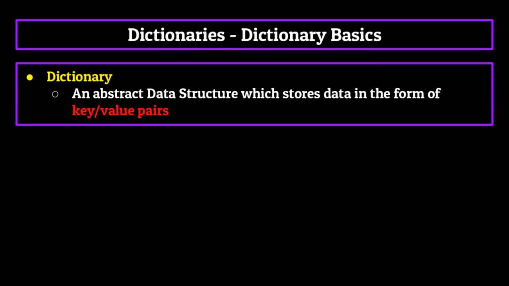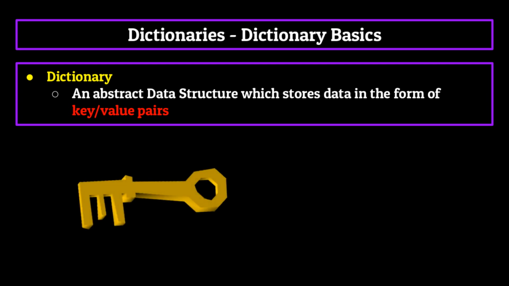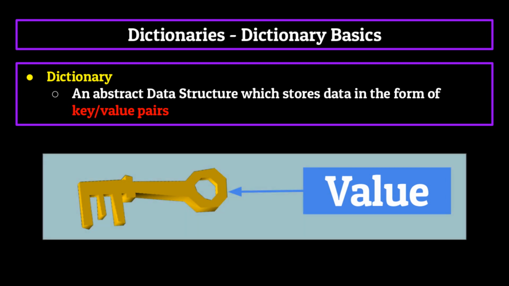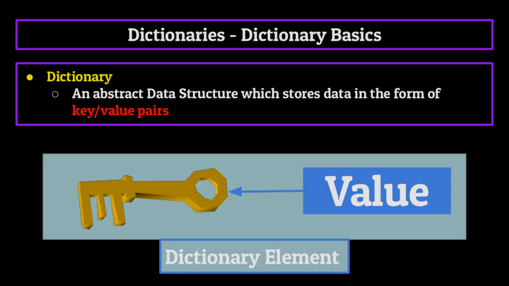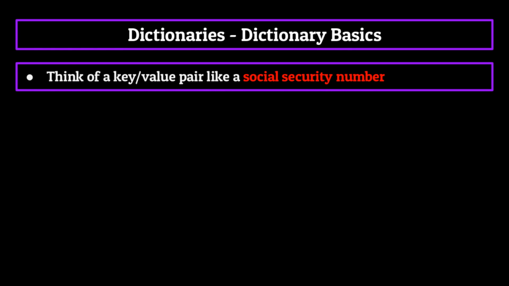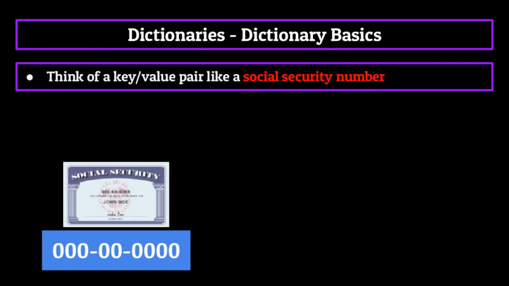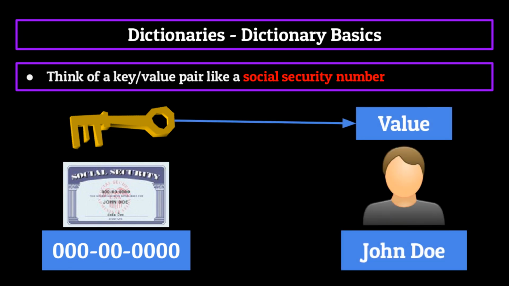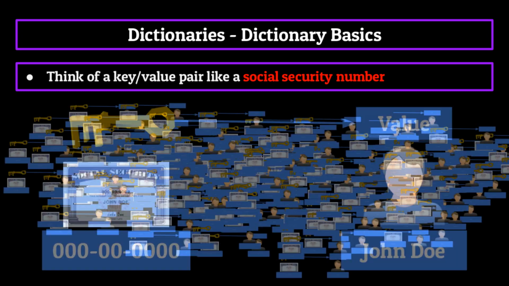Now, a dictionary in computer science, by definition, is an abstract data structure which stores data in the form of key-value pairs. This means we have two main parts to each dictionary element, the key and the value. Each value within a dictionary has a special key associated with it, and together they create a pair, which is then stored in the dictionary data structure as an element. Think of a key-value pair like a social security number. Each social security number is a key, which is then paired with a value, that value being an individual person. These social security number key-value pairs then come together to form a dictionary of every human being living in the United States.